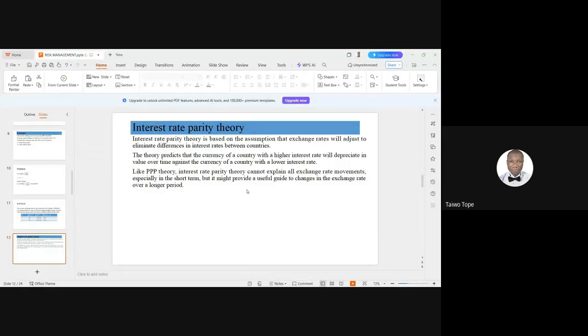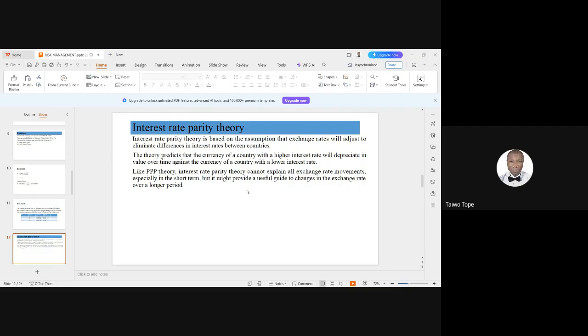Exchange rates are determined by several factors and not just interest rates. So interest rate parity theory cannot predict or explain all movements in exchange rates, but what it does is that it acts as a useful guide. Just like as we have in purchasing power parity, we also have in interest rate parity the computation of forward rates using direct quotes and indirect quotes.